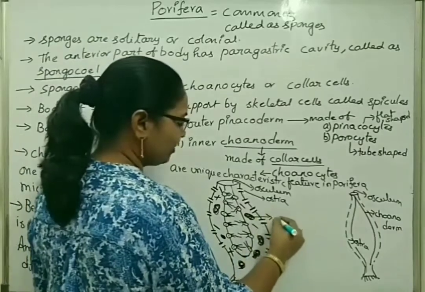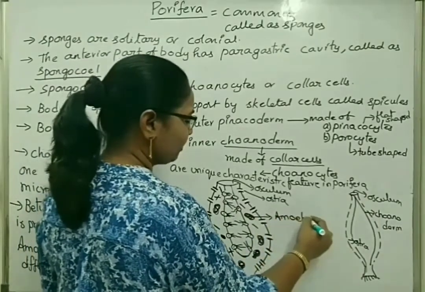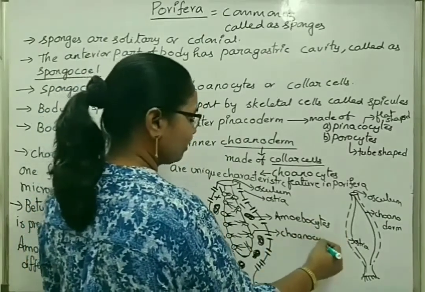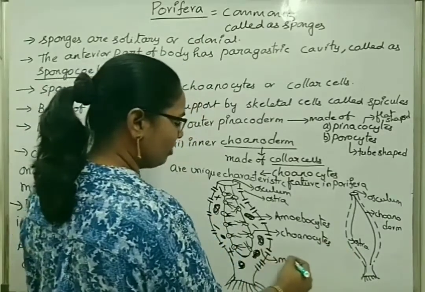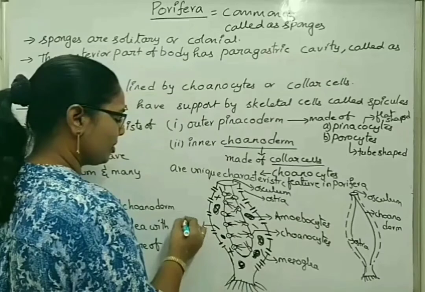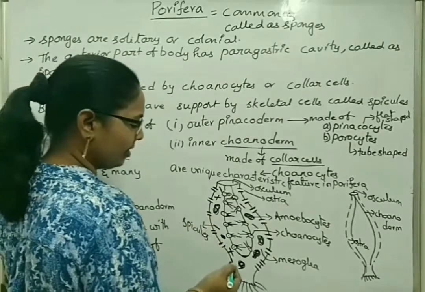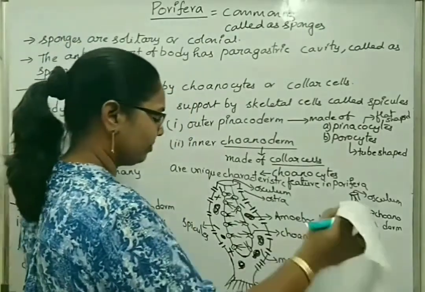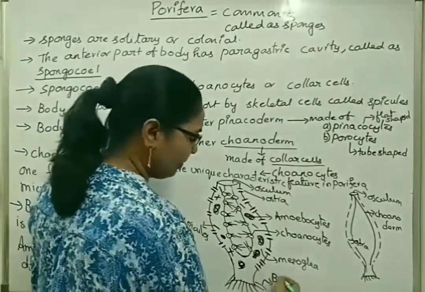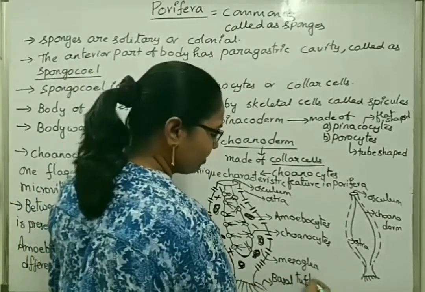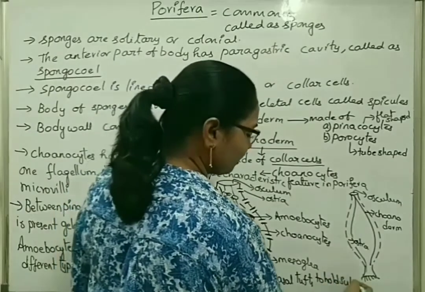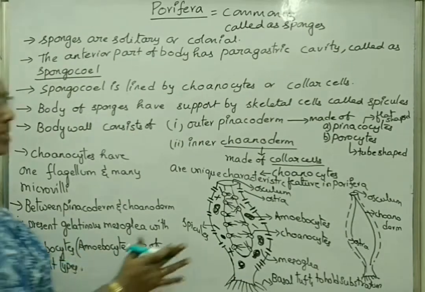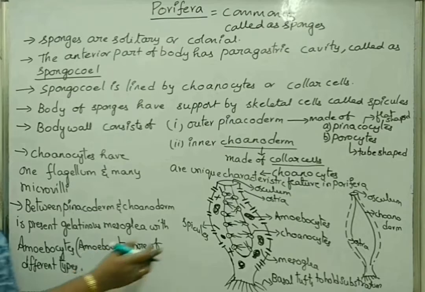If we go for labeling, we can tell this is amoebocytes. These are choanocytes. This is mesoglea. These are spicules. And these are the structures that support holding on to the substratum. These are basal tufts to hold substratum. So these are some of the important structures of the sponges, means the labelings of the sponges.